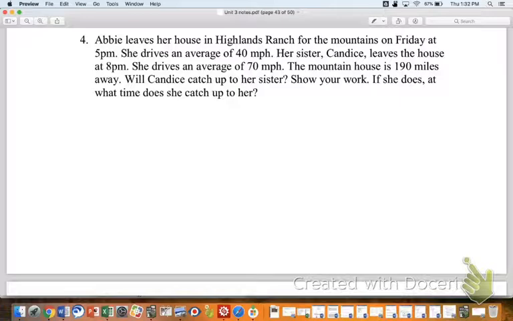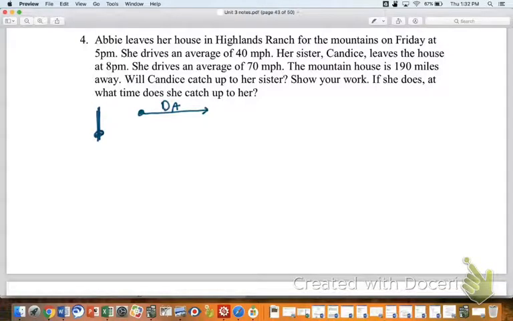That's basically it, right? So then I'm going to try to draw a picture of that. I'm going to say that this is home, and Abby gets a head start. Abby's heading towards the mountain house or a potential catch-up point, one of the two. So this would be distance of Abby.